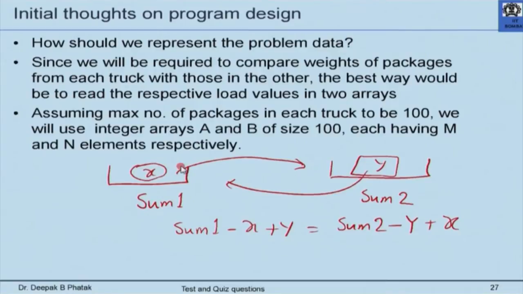Now, the representation of the problem in terms of algorithm. Let us say that truck 1 has the total sum of the load as sum 1 and truck 2 has the total sum of the load as sum 2. What we are looking for is one package with some weight x, and a corresponding package with some weight y in the other truck. If y comes here and x goes there, then the total sum should match. If x goes there and y comes here, the total weight on the first truck will be sum 1 minus x plus y and the total weight in the second truck will be sum 2 minus y plus x, because y goes away, x comes in.